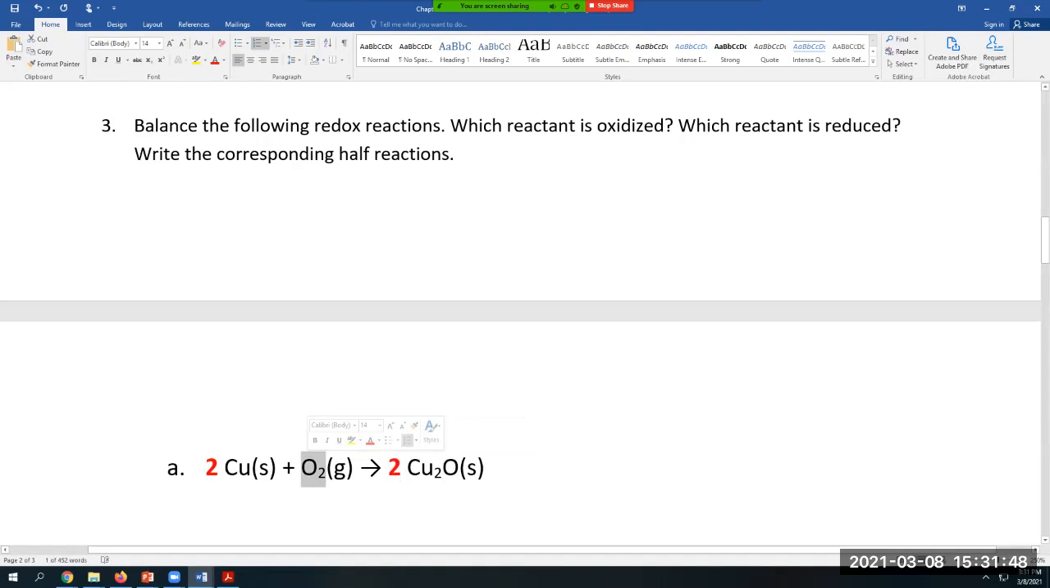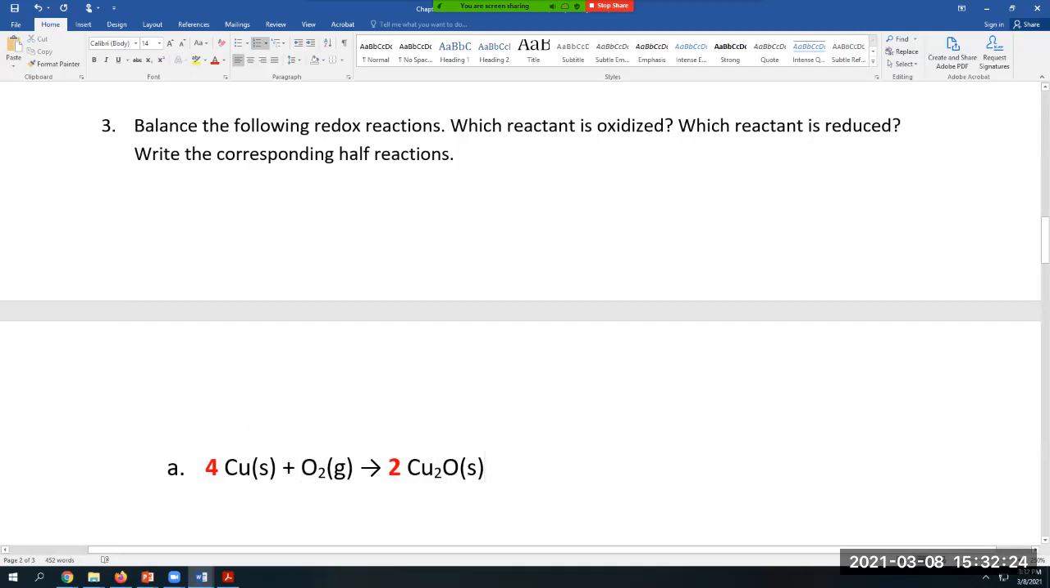This unbalances the coppers, so we will need to rebalance the copper. 2 times 2, we have 4 coppers on the right. So let's change that 2 that we had in front of Cu on the left. Let's make it 4. So now if we recapitulate, we have 4 copper on the left, 2 times 2, 4 copper on the right. 2 oxygen on the left, 2 oxygen on the right. So this is balanced.